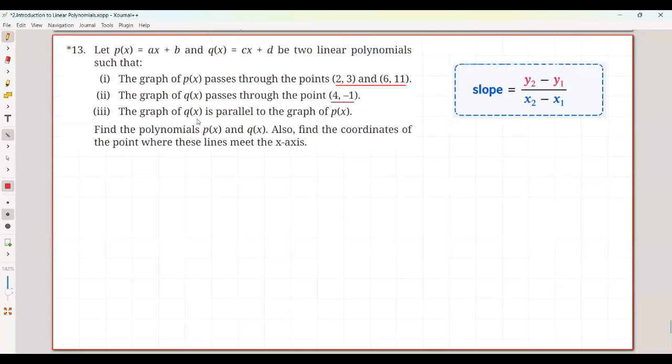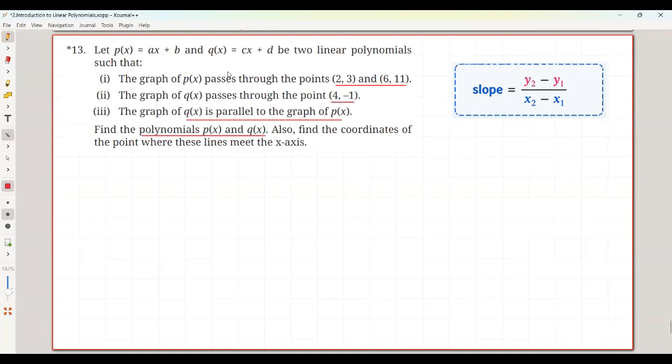The graph of Q of x is parallel to P of x. So find the polynomial of P of x and Q of x. So here also we have to find the polynomial P of x and Q of x. For finding the polynomial, we have to find out what A, B, C, D are. So A, B, C, D we have to find out.